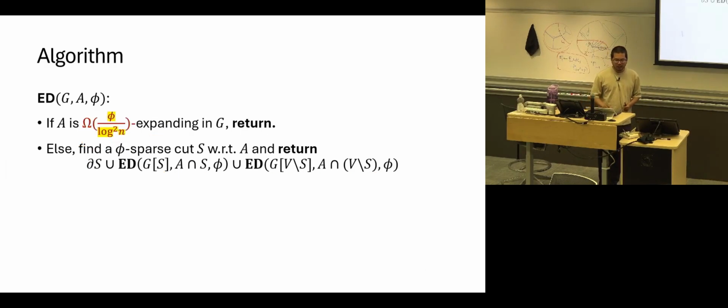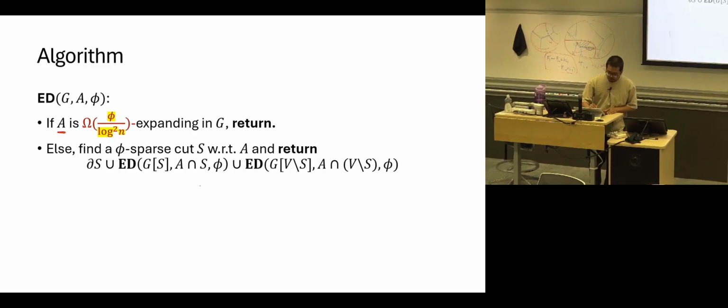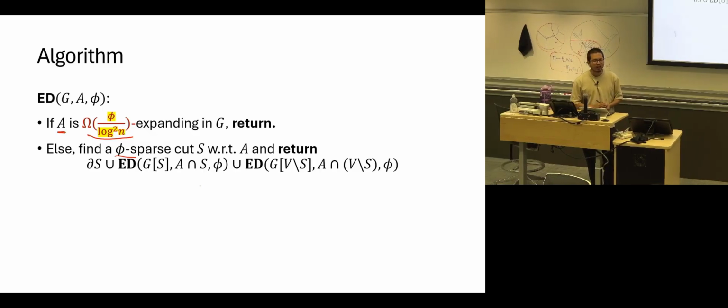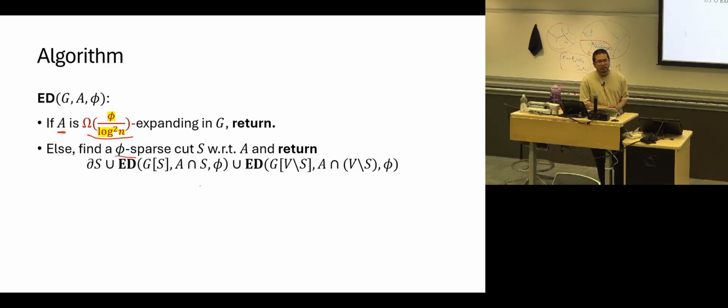So I claim that if I just change to this goal, I either say that A is phi over log square expanding or else I find a phi sparse cut. Here I can do it fast, in almost linear time. Why is that? What is the algorithm to do this?